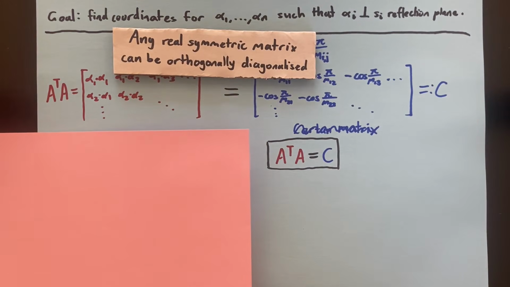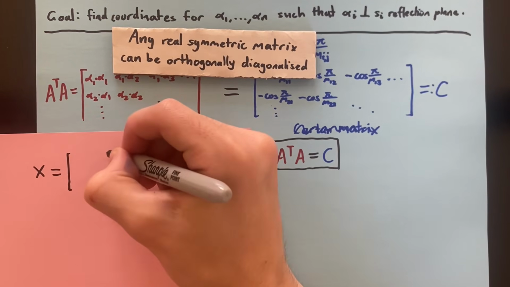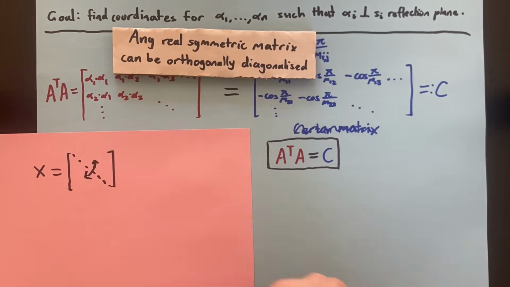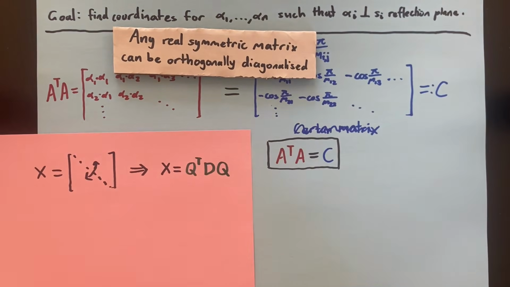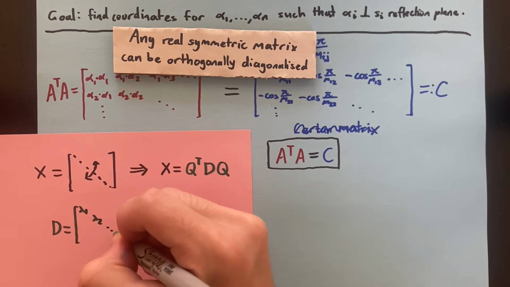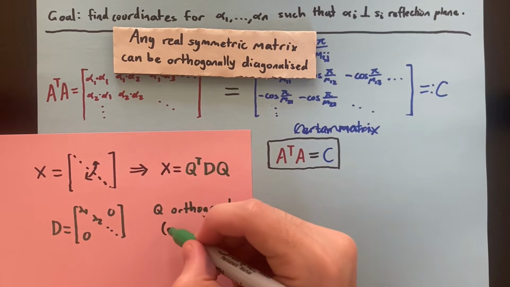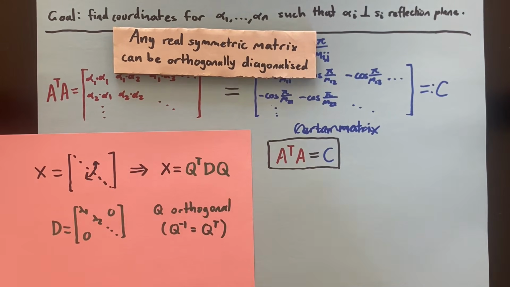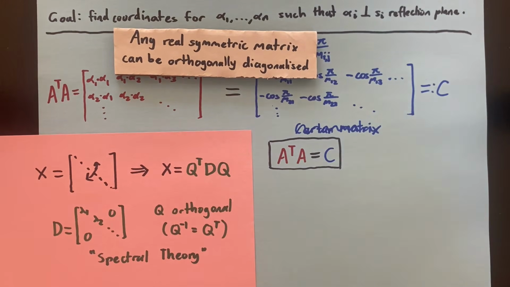Okay, any real symmetric matrix can be orthogonally diagonalized. What does that mean? It means that if a matrix has real number entries and is symmetric about its main diagonal, then we can write it as Q transpose DQ, where D is a diagonal matrix, meaning every term off its main diagonal is 0, and Q is a real orthogonal matrix, meaning its inverse is equal to its transpose. This is an important theorem in a large section of linear algebra called spectral theory. Why am I bringing this up?